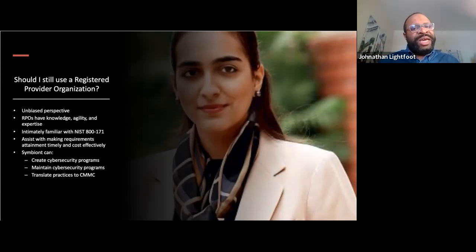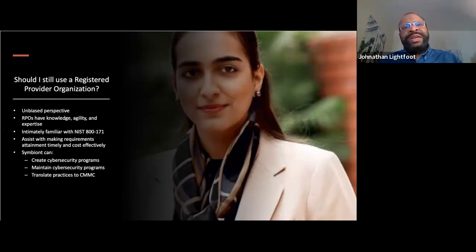And really, did we understand it very well? A lot of times we did, in certain areas, but that wasn't our primary focus, right? It was mainly keeping the systems running and keeping the company running. So having an RPO, that's all we do. We concentrate on these standards, so we can walk in there and know it a little better.